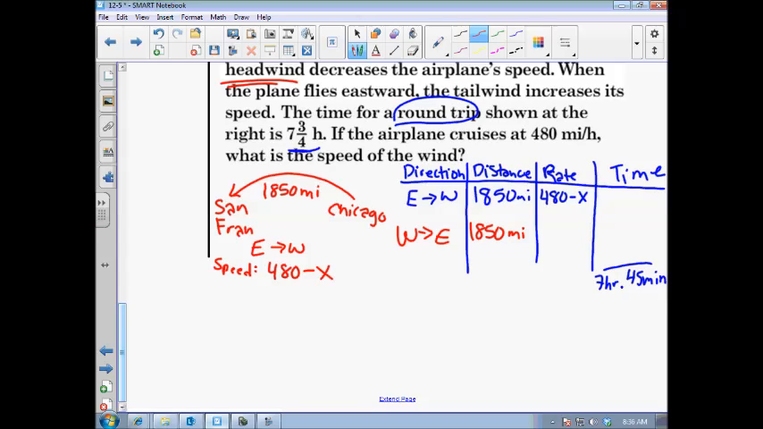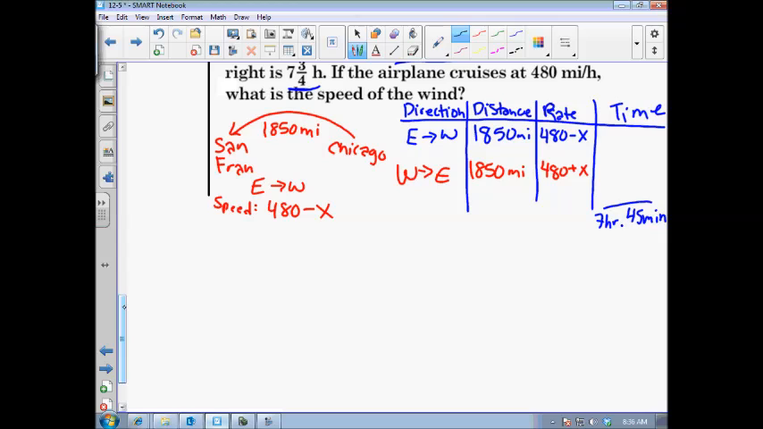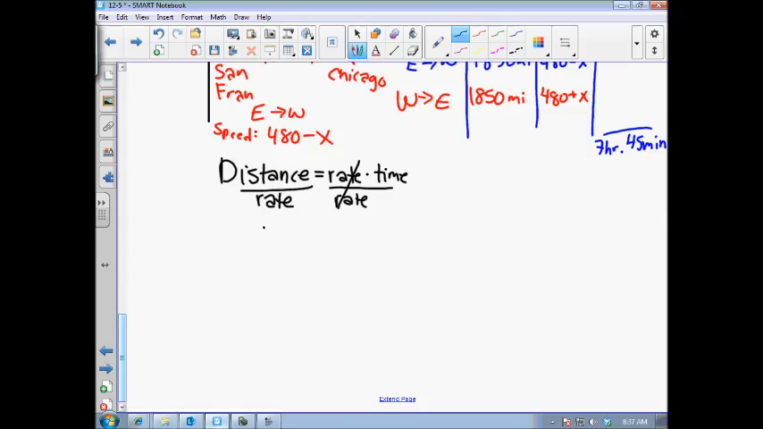Okay, this time we have a tailwind. So tailwind's going to help us speed up. So how do we show speeding up? Plus. Okay? Who's taking physics? There's a formula you should know for distance from physics. Distance equals, you guys probably know in physics, velocity times time. So in our case, it's rate times time, because velocity is speed. The thing we're missing here is the time. So to get time, we divide by rate, which leaves us with distance divided by rate equals time.